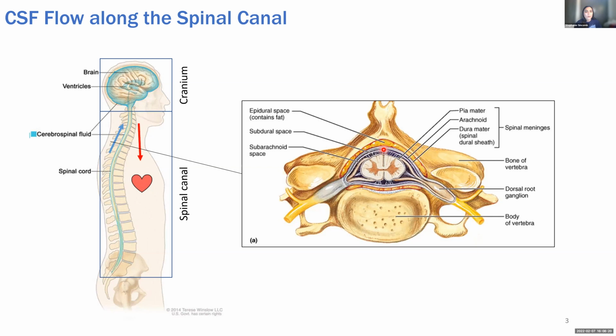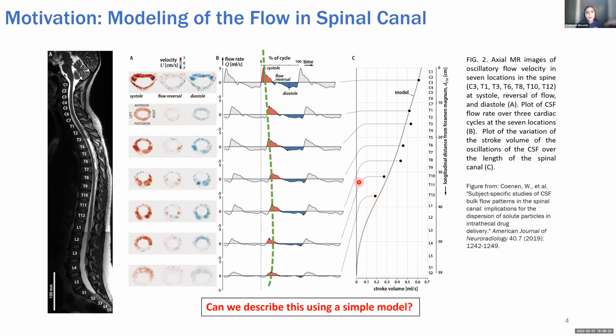So we have already measured the flow rate of the cerebrospinal fluid along the spinal canal previously. That's what's shown in this figure here, but what we're particularly interested in is this observed phase lag and amplitude decay of the flow rate along the canal. So we're trying to model this with the simplest model.